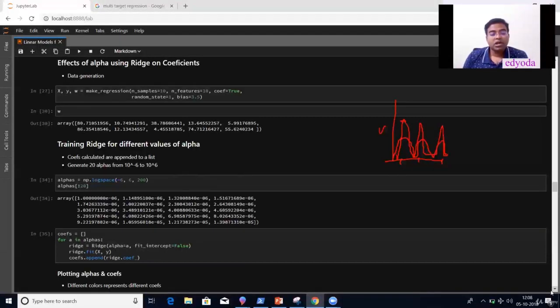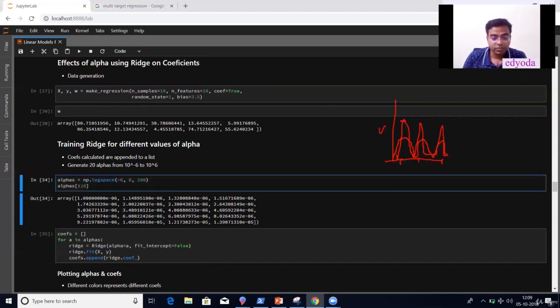Okay, and ridge regression takes a parameter alpha, and let's see what happens. What we have done here is we have generated different values of alpha. We can see 10 raised to the power minus 6 to 10 raised to the power minus 5, right? So you have different alphas over here. This is the first 20 alphas.